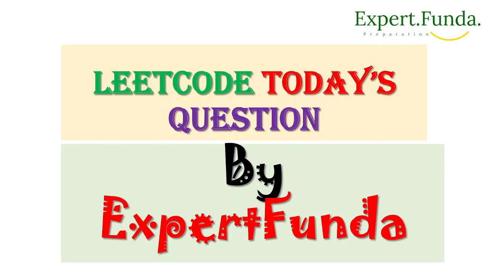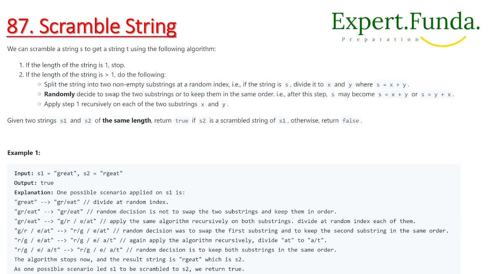So let's understand today's question that we have, which is Scramble String. This question is in the daily LeetCode question series, and it's the 30th March question. Let's continue to study the question. We are scrambling a string s to get a string t using the following algorithm. So we have to scramble a string s to get a string t.